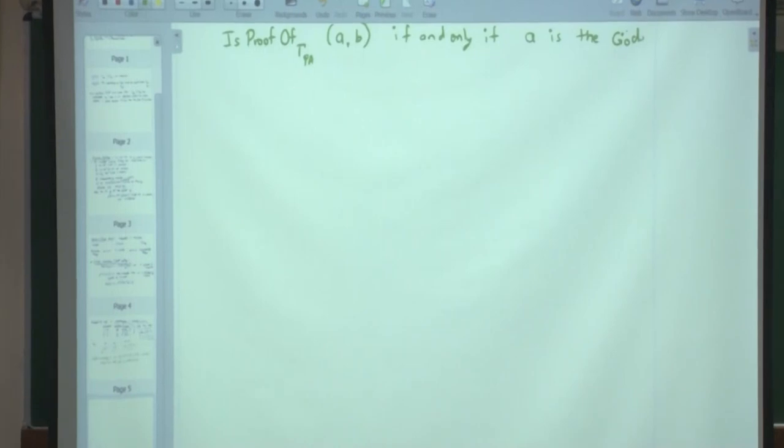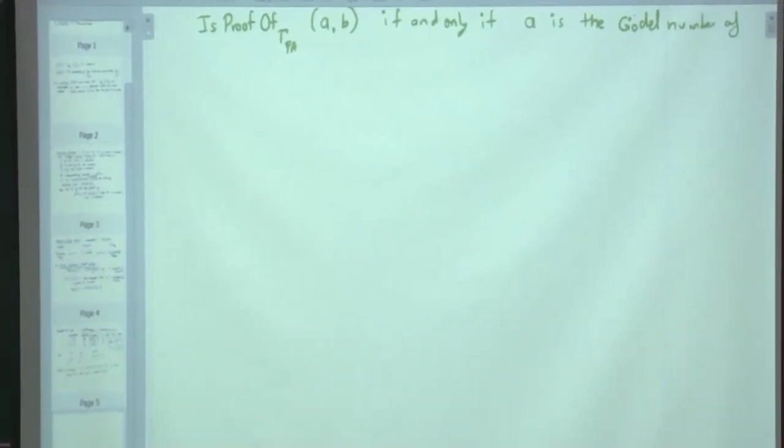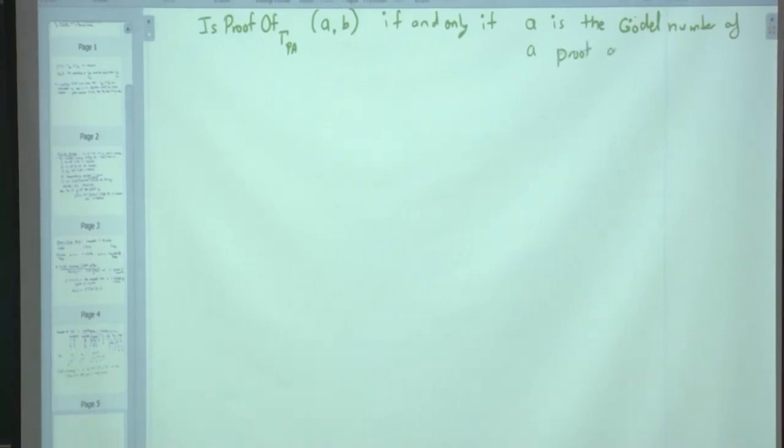Okay, now is-proof-of gamma sub PA. This is a binary relation, and it takes two arguments, A and B. When is it true? It is true if and only if A is the Gödel number of a proof of the sentence with Gödel number B.